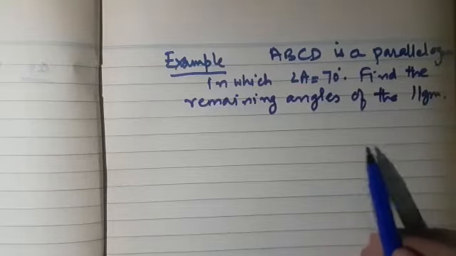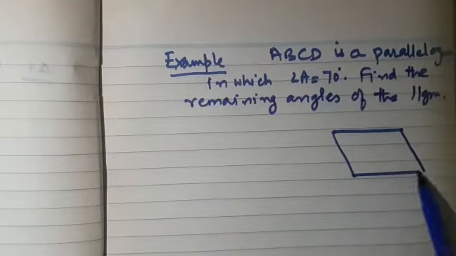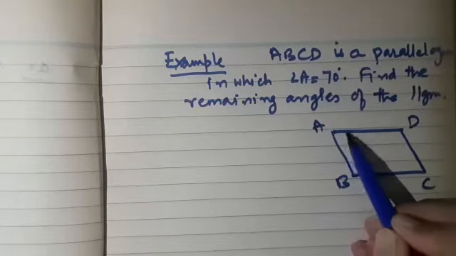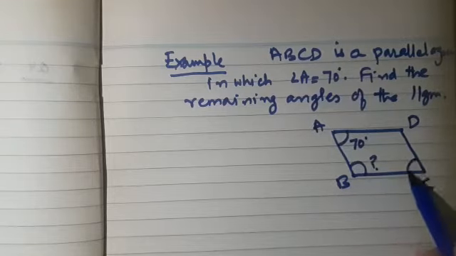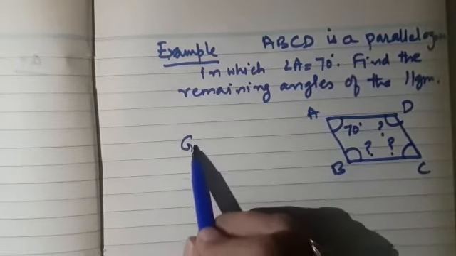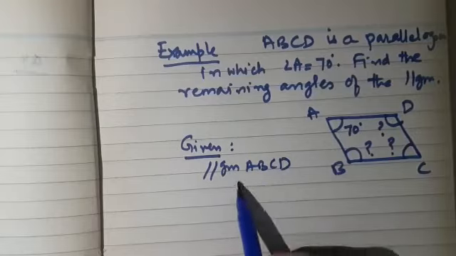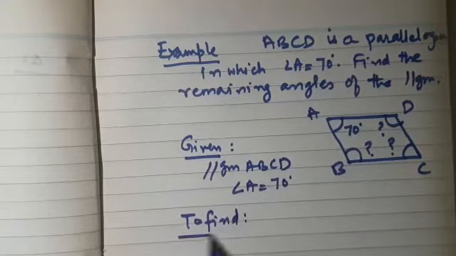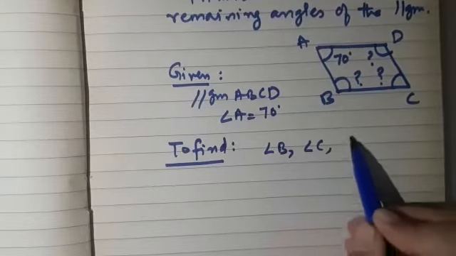So let us draw the parallelogram. So here it is given that ABCD is a parallelogram and this angle A is given to be 70 degrees and we need to find out the remaining angles. So what is given? First we write down given parallelogram ABCD and angle A is 70 degrees. To find, we need to find the remaining angles. That means angle B, angle C and angle D.